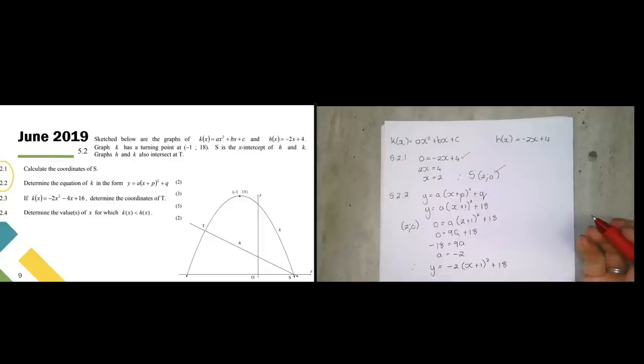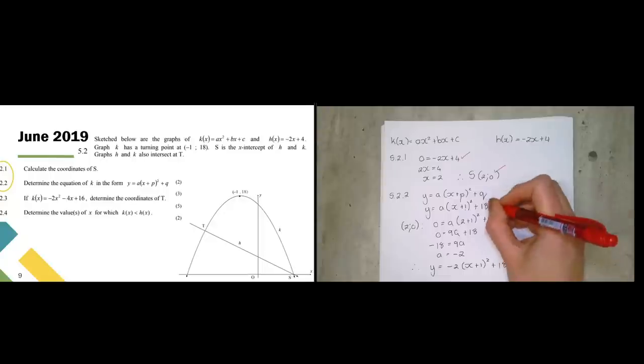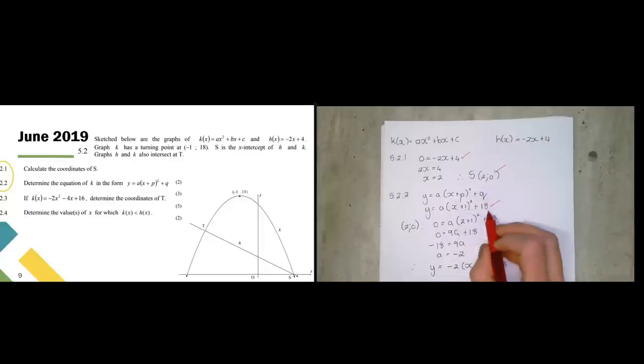3 marks. Where did my 3 marks go? The first one for writing in the turning point form. Then for substituting in (2, 0). And then for calculating a and getting to your final answer.